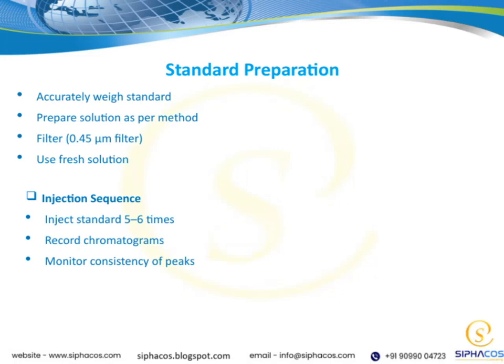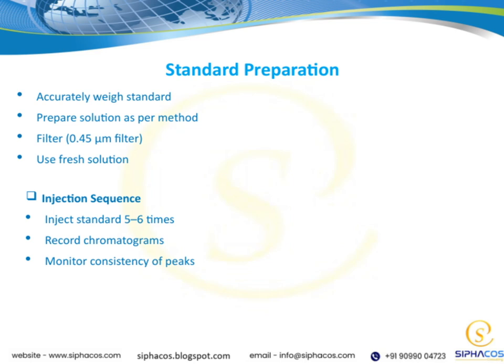Now, let's talk about the injection sequence. Typically, you'll want to inject your standard solution around 5 to 6 times. This helps ensure that your system is stable and that your results are reliable. After each injection, record the chromatograms carefully so you can monitor the peaks and make sure they remain consistent throughout the process. Consistency of peaks is crucial because it indicates that our method is precise and reproducible.